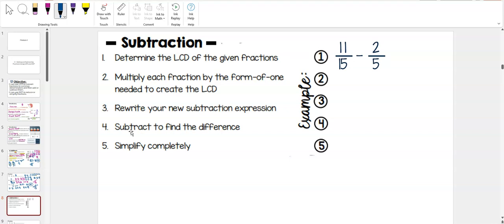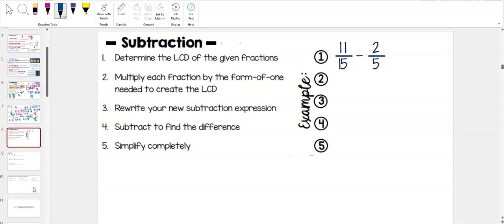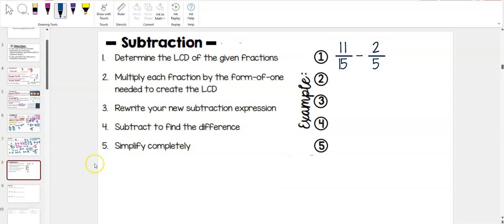Okay, so I'm going to let you guys practice the addition, or join me in the next video, and we're going to do the same thing but with subtraction. And then hopefully you can put the two together.